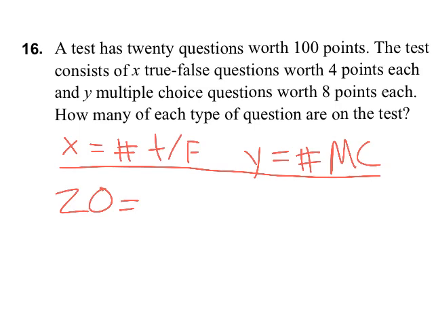Yes, some true-false, some multiple choice. How many true-false? We don't know. That's why we are using x. X is the number of true-false, plus how many multiple choice questions? We don't know. That's why we are using y. Right? So 20 equals x plus y. And you might want to put yourself a little note: this is the number of questions.